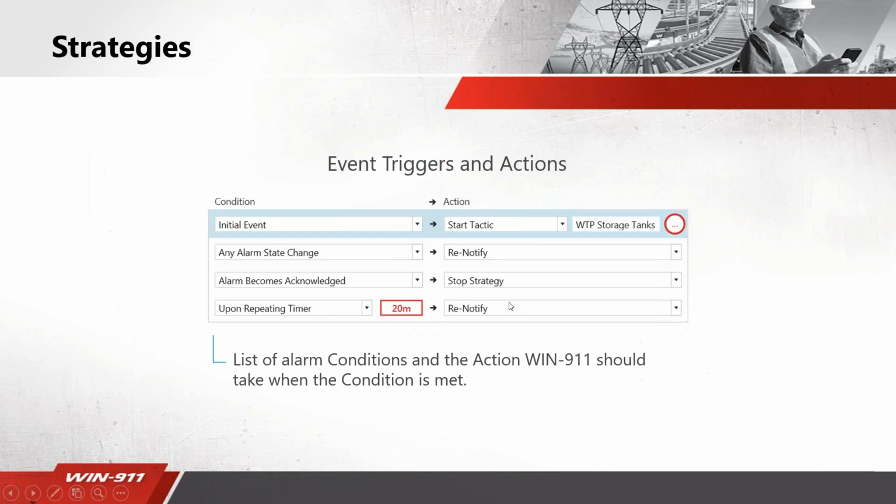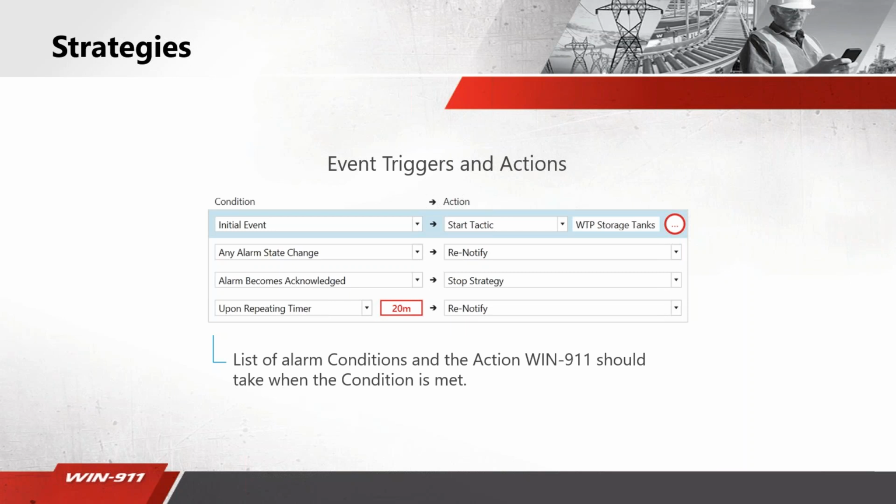So first I'll show you what a strategy looks like. Again, this is a group of policies that determine what WIN-911 is going to do given certain alarm states. So if I have an initial event, obviously I probably want to notify people. So the initial event will start a tactic, which again is a call-out list, and that will start notifying people. If the alarm state changes, what do I want the system to do? I can have it re-notify anyone that had been notified previously about the alarm.